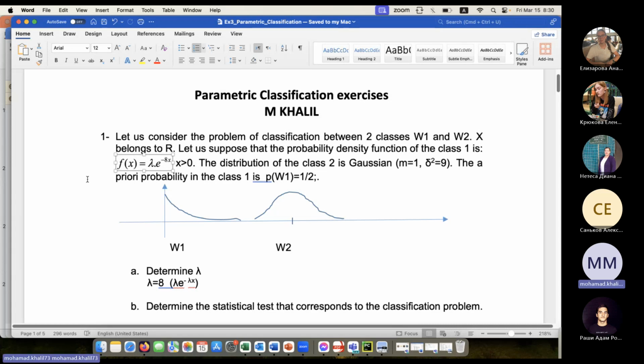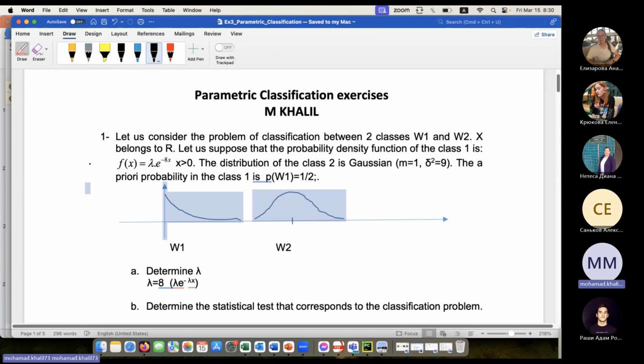What this means is that this is the equation of P(x|omega 1). P(x|omega 1) is this one, okay? It is the probability density function of the class 1.